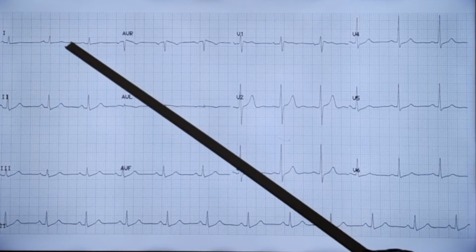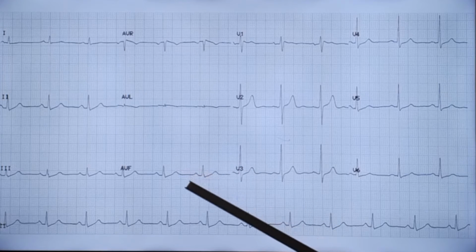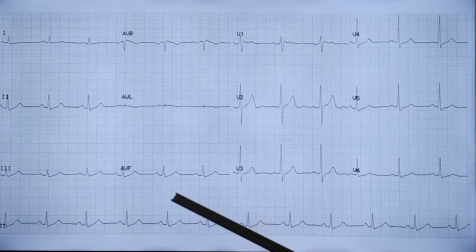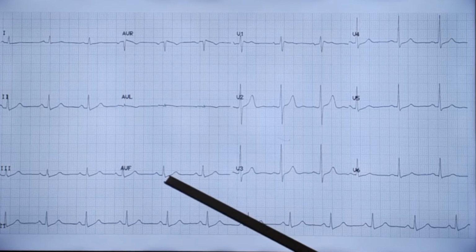If it is right axis deviation, lead 1 will be negative. If it is left axis deviation, AVF will be negative. If both are negative, then it will be called indeterminate or northwest axis.